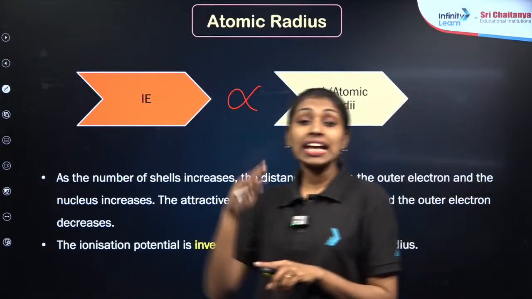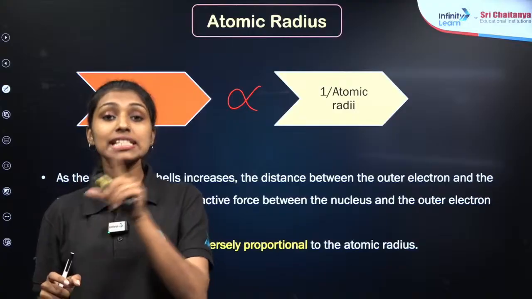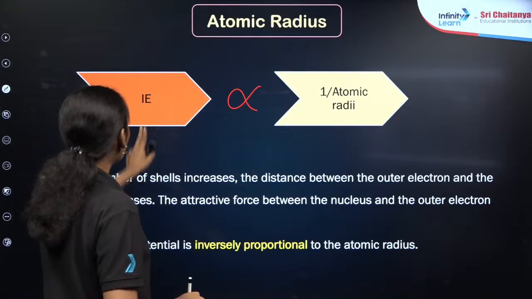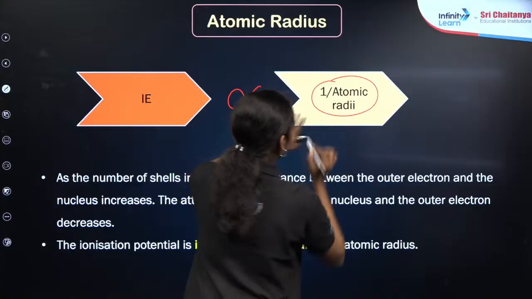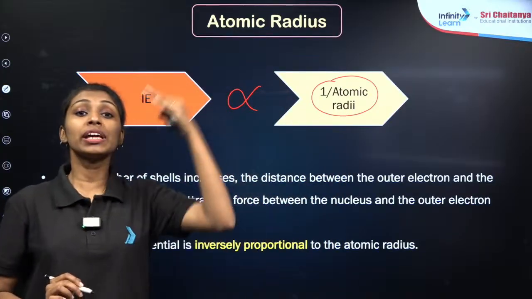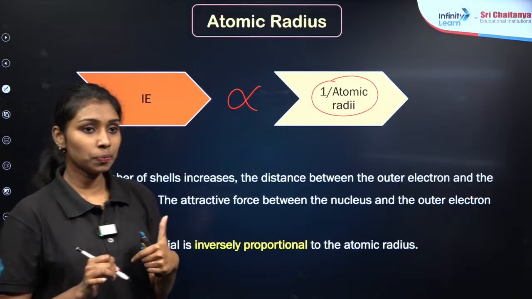You can say that as the atomic radii increases, the ionization energy decreases. There will be an inversely proportional relationship. If we take it as directly proportional here, it is taken as 1 by atomic radii, which means as the atomic radii increases, ionization energy decreases and vice versa. Clear?